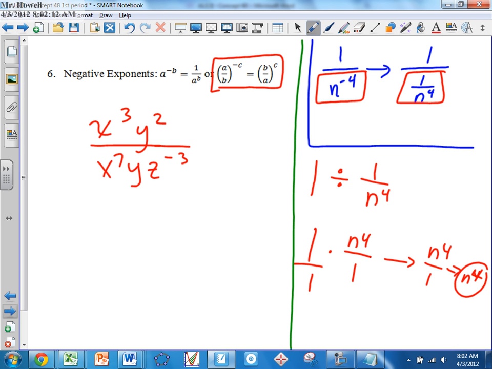Do we see any negative exponents to start? Yes. The z to the negative 3, right? So what can I do with it right away? Put it in the denominator and make it positive.